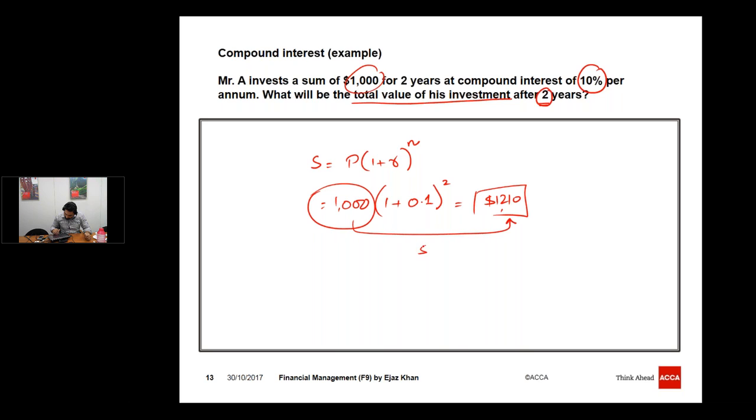The difference of the two will be the amount of interest. It is $210. So the basic difference between the present value and the future value is the amount of interest charged during that period.